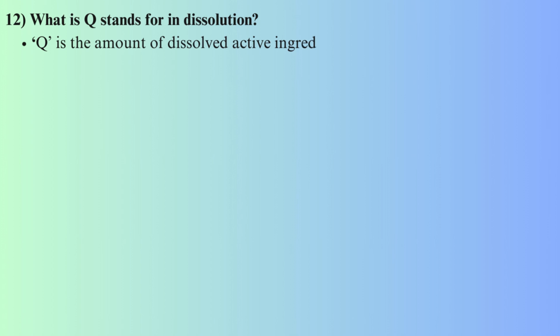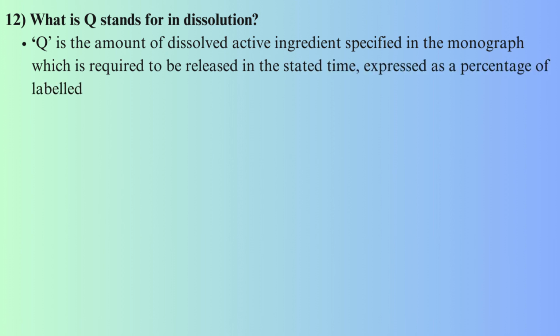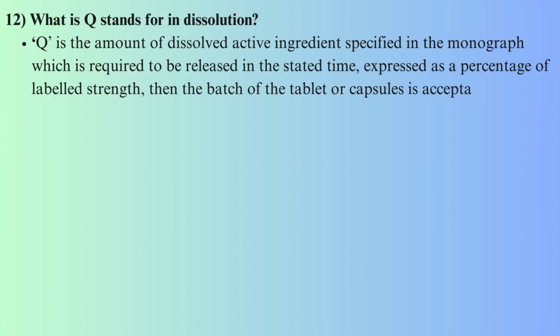What does Q stand for in dissolution? Q is the amount of dissolved active ingredient specified in the monograph which is required to be released in the stated time, expressed as a percentage of labeled strength. Then the batch of the tablet or capsules is acceptable if each unit is not less than Q + 5%.